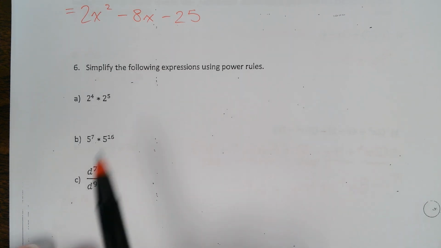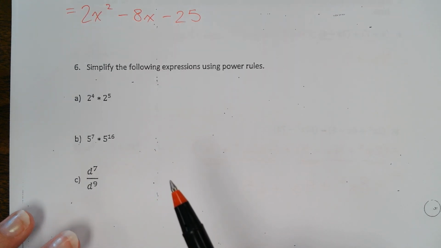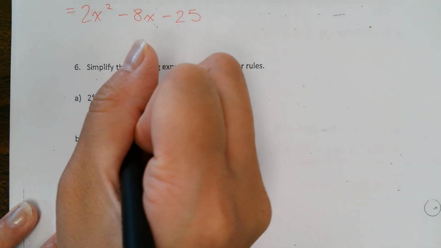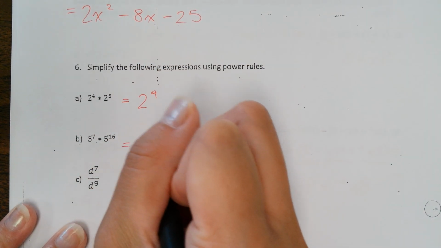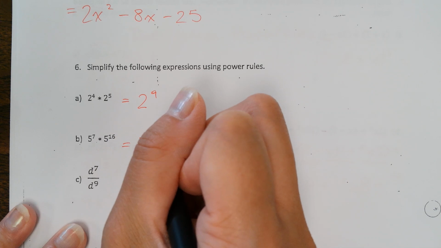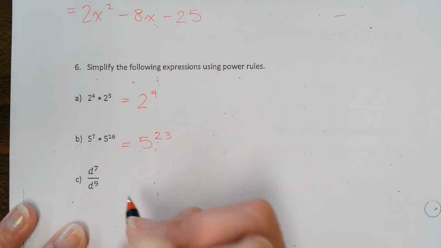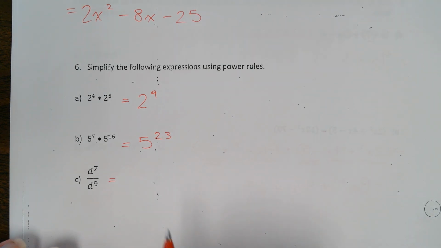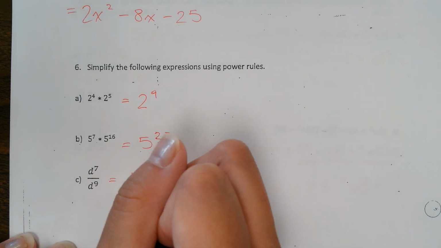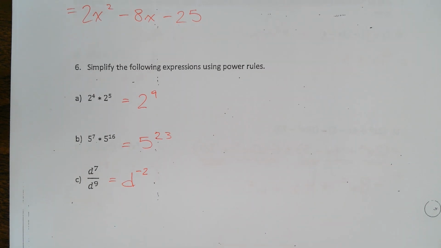Okay, simplify the following expression using power rule. Okay, same base. So this is just 2 to the 9. This one, same base. So 5 to the 23. Okay, this one right here, when you divide, you subtract. So you get d to the negative 2.